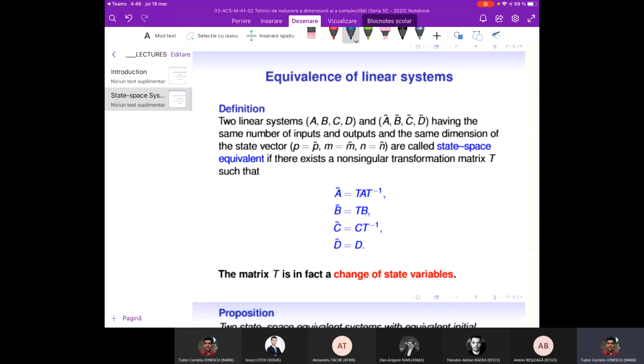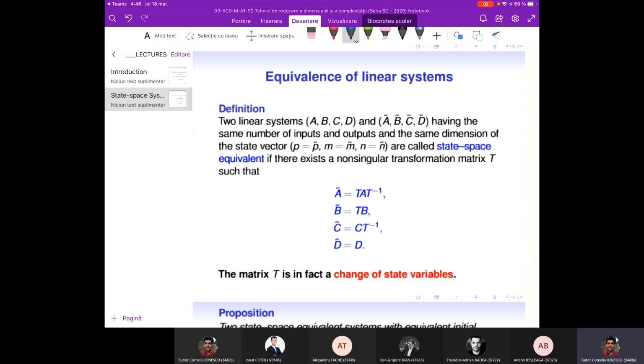One interesting property of this ABCD, guys, is that you can always change the matrices ABCD using a so-called coordinate transformation and not change the significance of your system. This is very, very important to us, because we'll see that one of the model reduction techniques relies on this property of equivalence of linear systems.